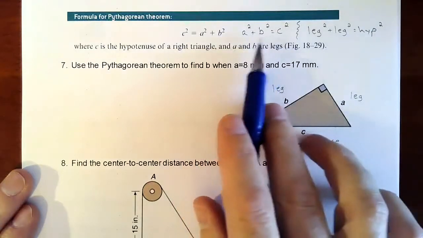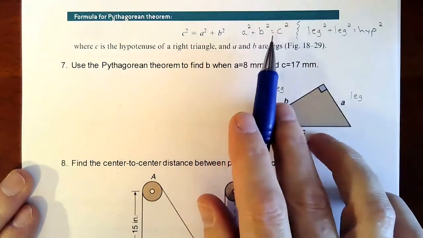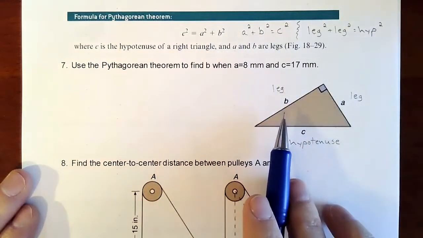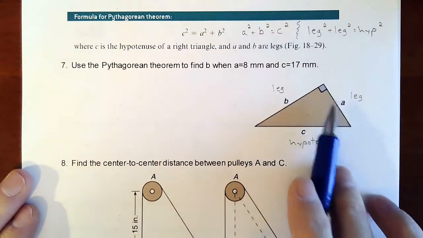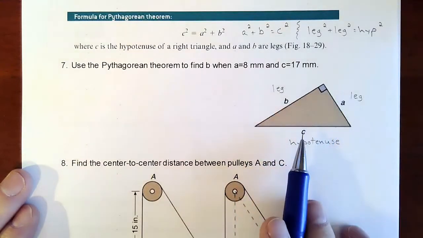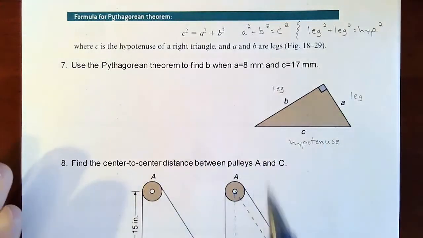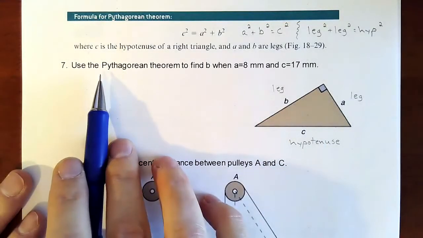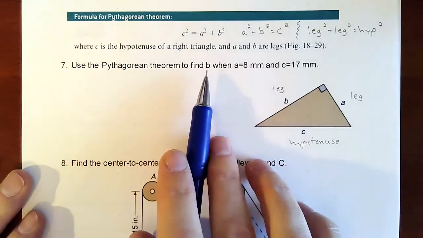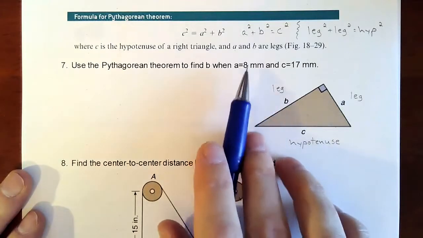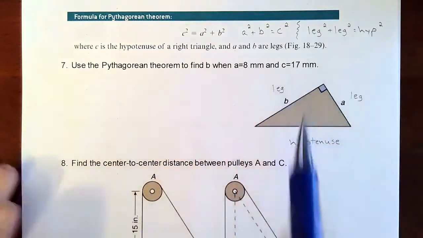So what you've probably seen in the past is a squared plus b squared equals c squared. The legs are the sides that make up the right angle, and then the hypotenuse is across from the 90-degree angle. So let's use that for an example. It says, use Pythagorean theorem to find b, which is going to be one of the legs, when you know one of the legs is 8 and the hypotenuse is 17.